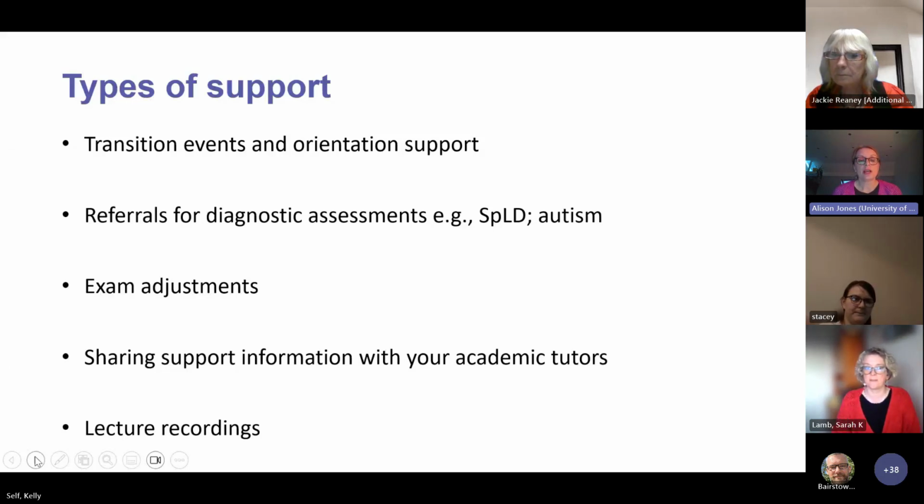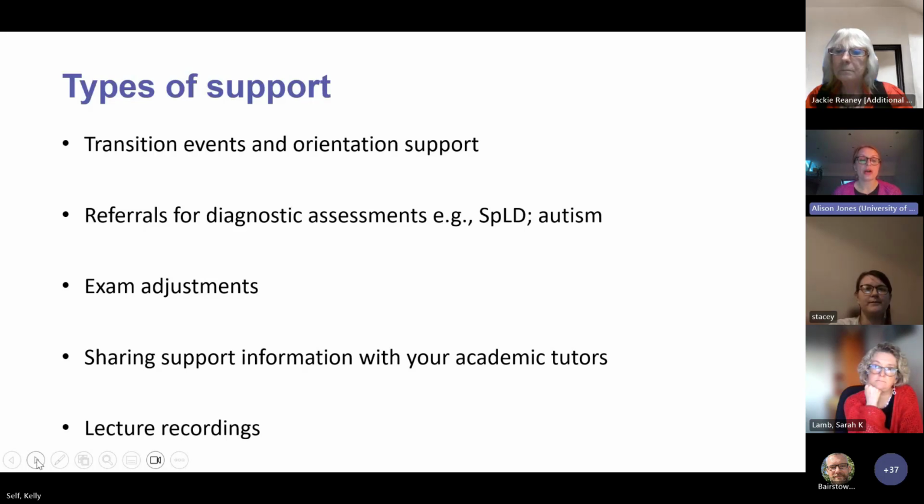Some universities, I understand, can also refer for autism diagnostic assessments. We used to, for example, at Sheffield University, but we don't do that anymore. But what we have now is a really clear system in terms of being able to support students to access evidence of a working diagnosis or probable diagnosis of autism and ADHD as well, like Jackie said.